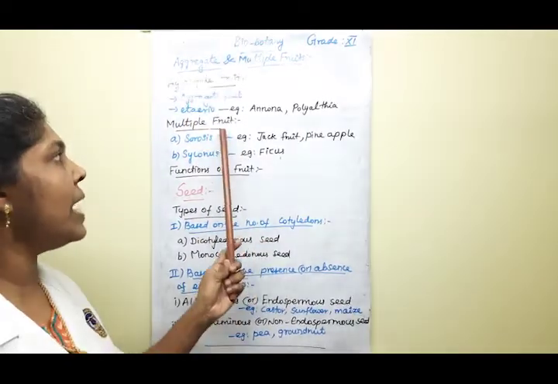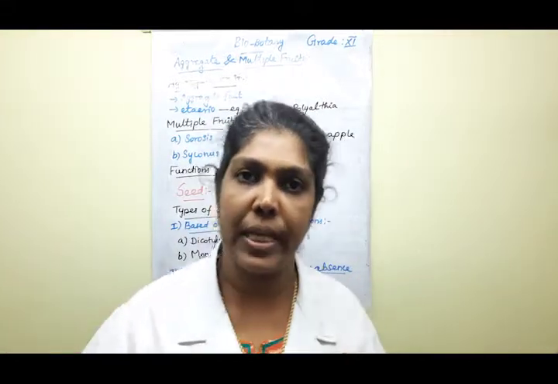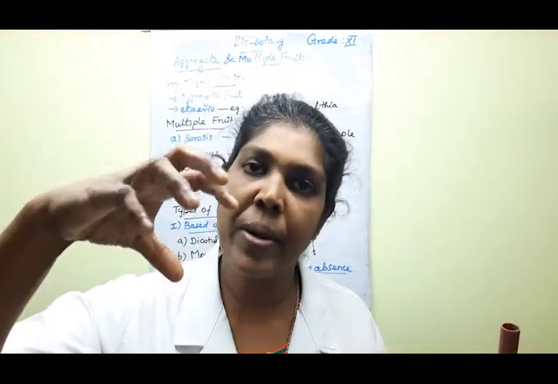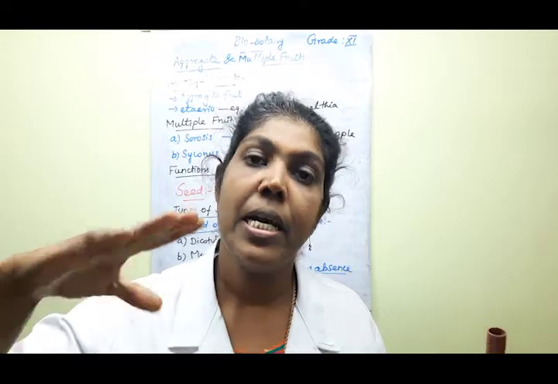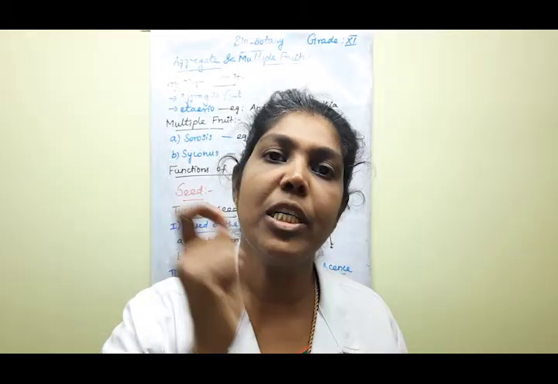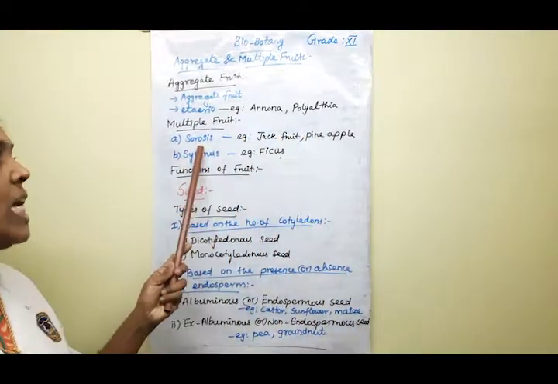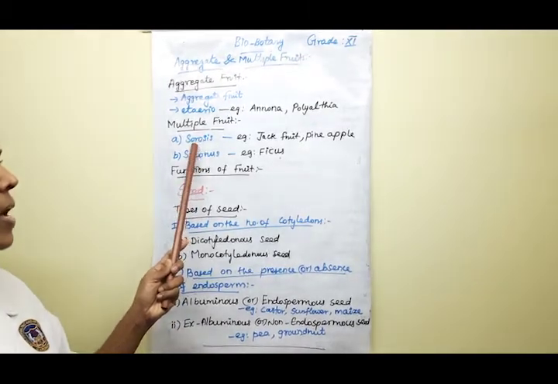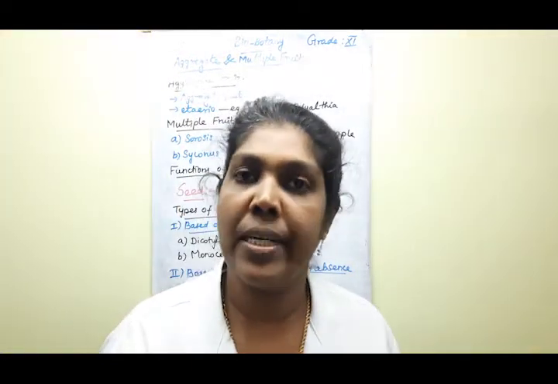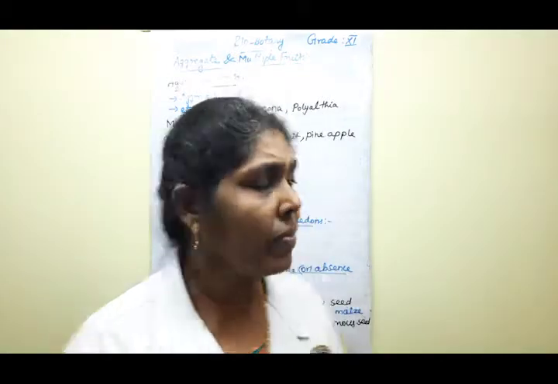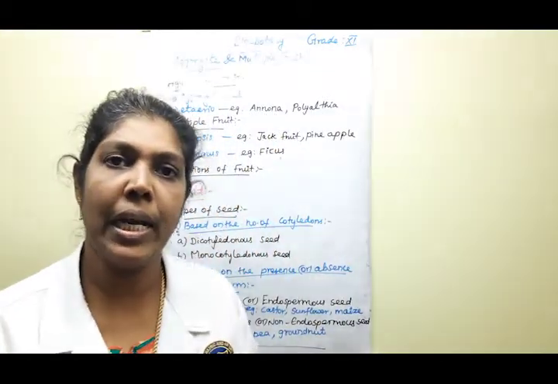Clear, children? Based on the development of the fruit formations from this inflorescence, they are divided into two types. What are the two types? The first one is the sorosis fruit and the second one is the syconus fruit. Clear, children? Say yes or no. The first one is sorosis fruit and the second one is syconus fruit. So these two types come under the multiple or composite fruit type. Clear? Say yes or no?